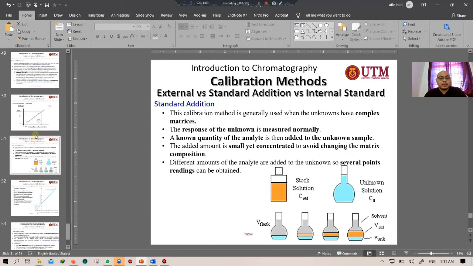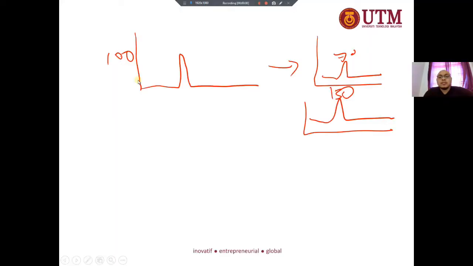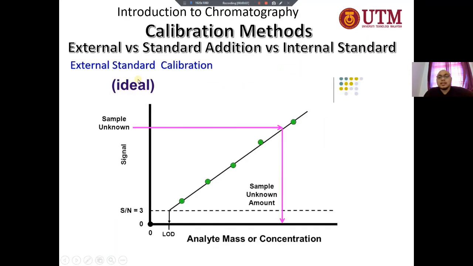Let me do some drawing. Before we go further into standard addition and internal standard addition to compensate for our issues before this, let's take a look at the external standard calibration ideal graph. Here is the external calibration graph, where we make a graph of signal versus concentration of analytes.